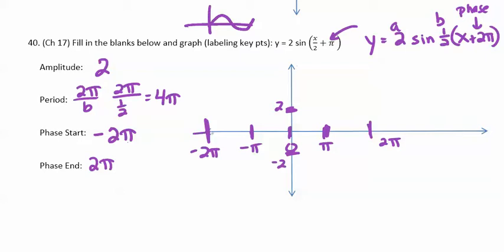So our starting position here is at negative 2 pi. There's no vertical transformation here, and there's no vertical flip. So I simply start at our axis value, and then I go up to our maximum, back to the axis, down to the minimum, and back to the axis.